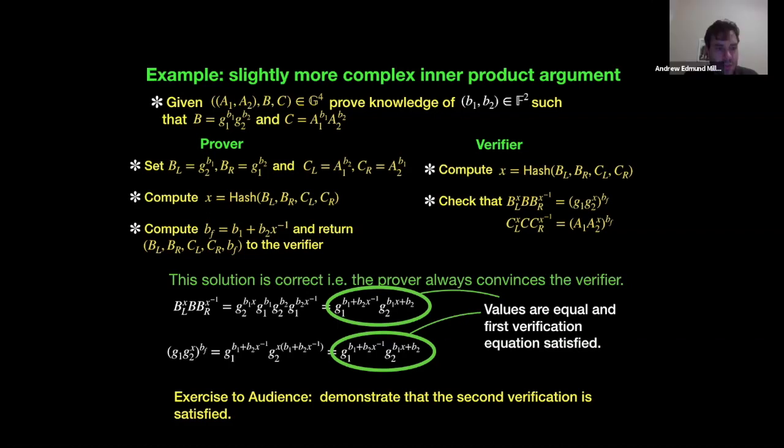Ahmed asks, does capital BL leak info about little b1 since it's in exponentiation? Yes, in this example it does. There are ways in order to make it not leak information, but this solution is not zero knowledge. Got it. I think you mentioned that this is just aiming to be a sound argument, not necessarily ZK. Yeah.